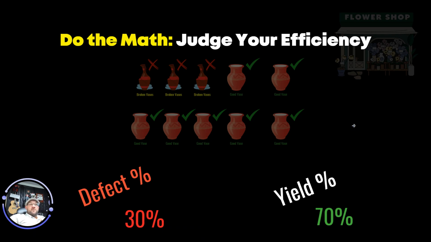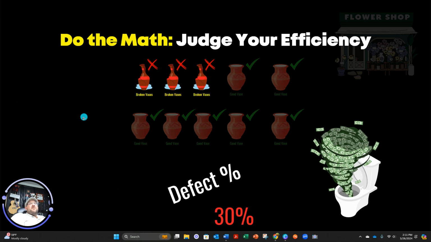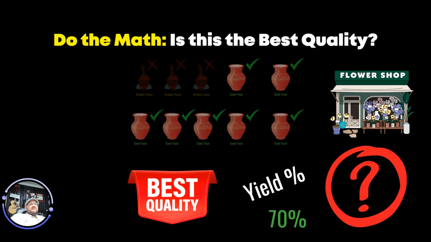Think about that. Only 70% of your product is good. That's going to damage your relationship with customers. Essentially, you're throwing 30% down the drain. Is 70% the best quality you can give your customer? And the answer is no. You can do better than 70% accuracy, definitely. That's where we can utilize Lean Six Sigma.